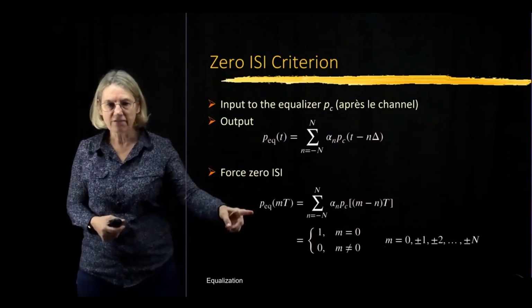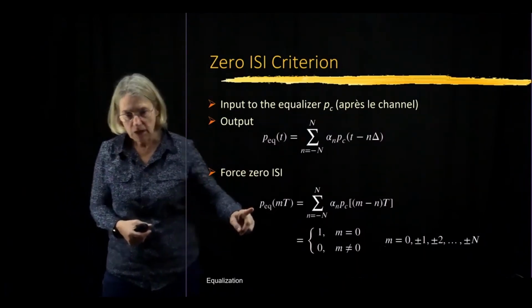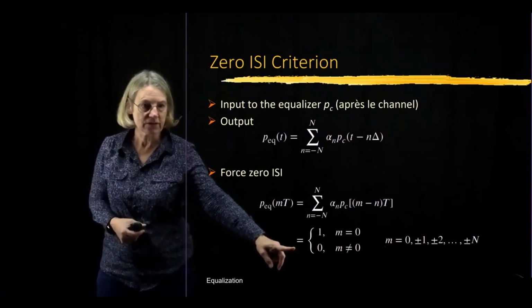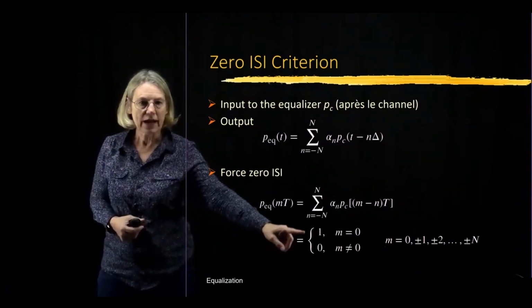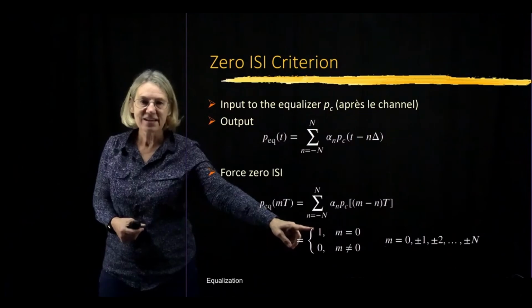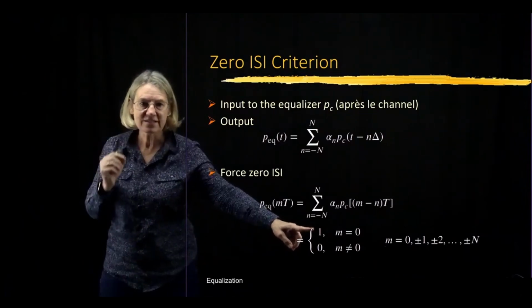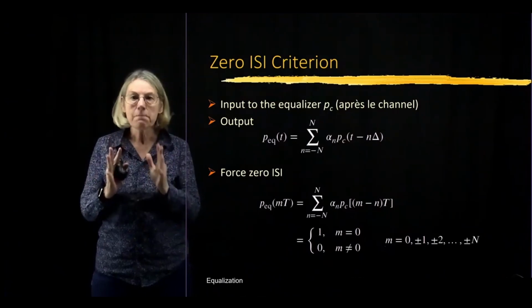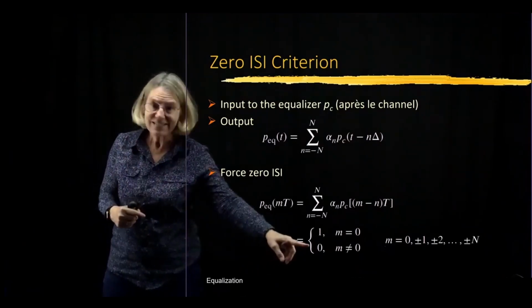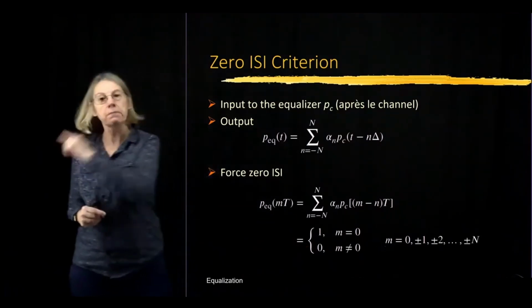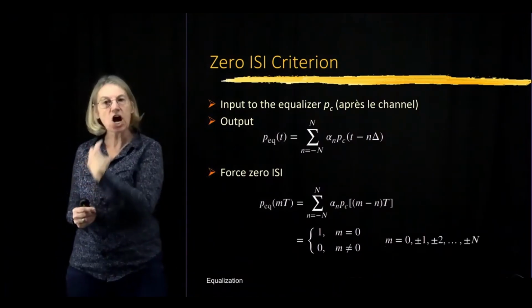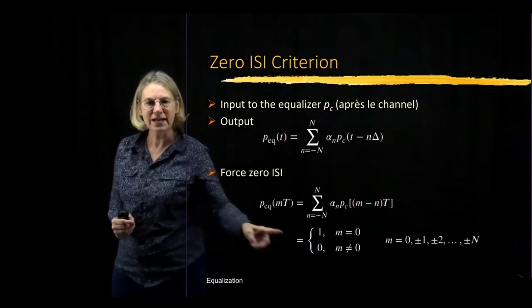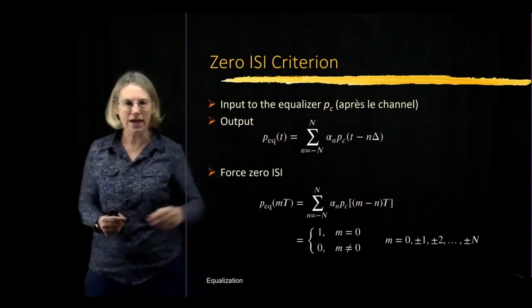And down here I have what behavior I want to get from the output of my equalizer. When I'm actually detecting the symbol of interest, I want to see the symbol completely. Now, that same symbol, when it's not its time to be detected, when it falls in somebody else's time to be detected, I want its contribution to be 0. So this is the behavior I want coming out of my equalizer.